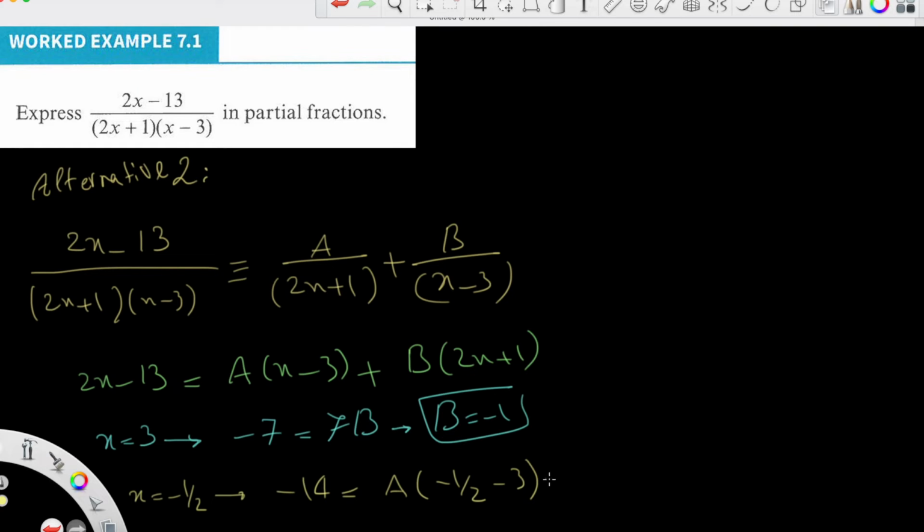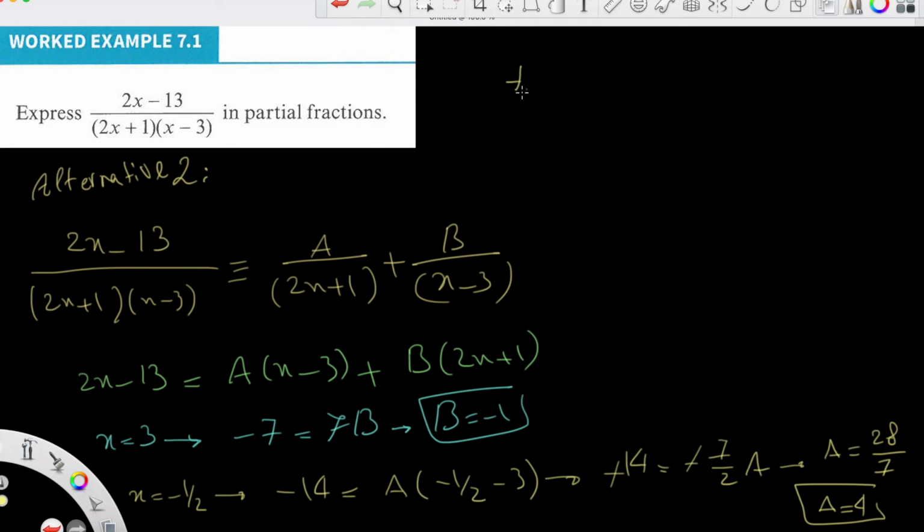b will be omitted, so it will be negative 14 is equal to negative 3 times negative half, which is negative 7 over 2a. Then a will be, you can cancel negatives, 2 times 14, which is 28, divided by 7, a will be 4, the same answer as we got in the previous method. So then it will be written as a is 4 over 2x plus 1 and b is negative 1 over x minus 3.